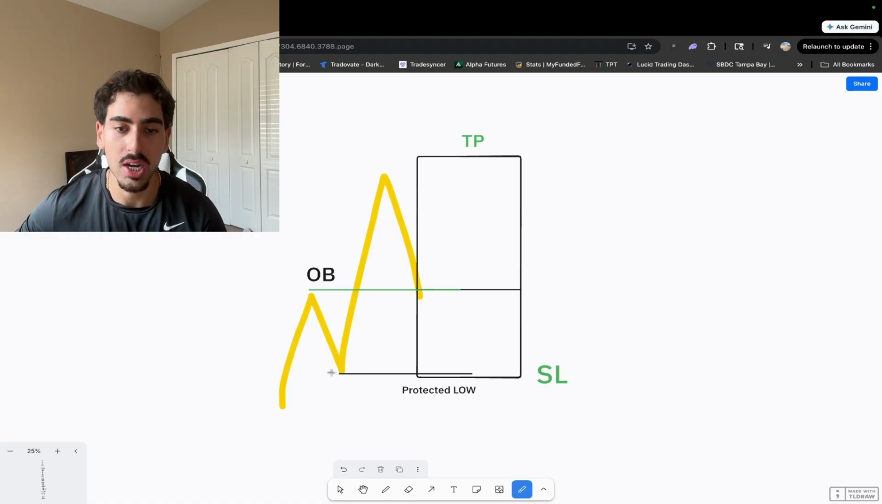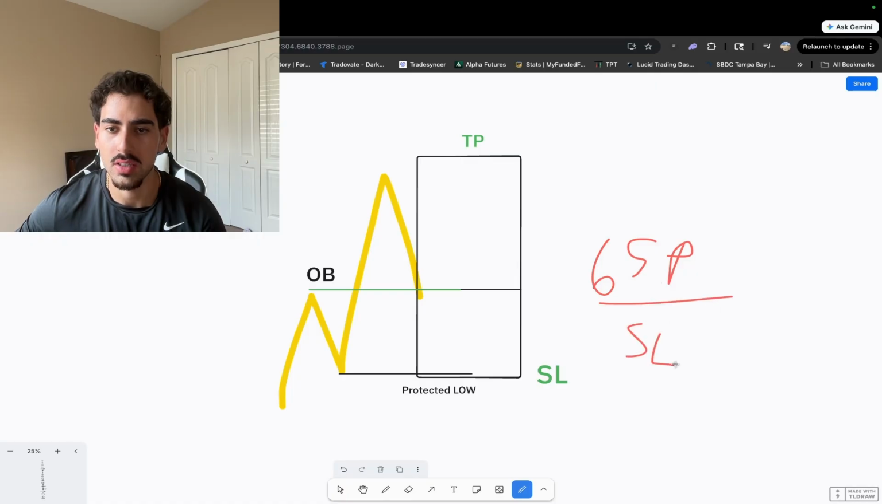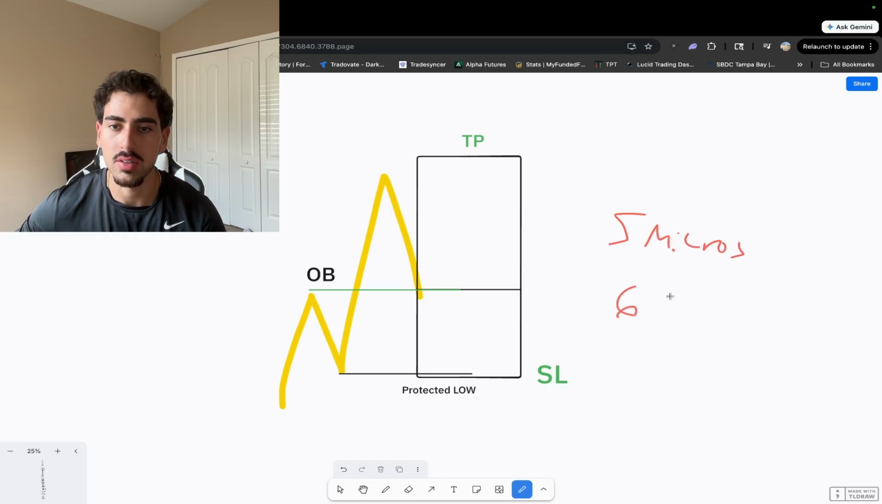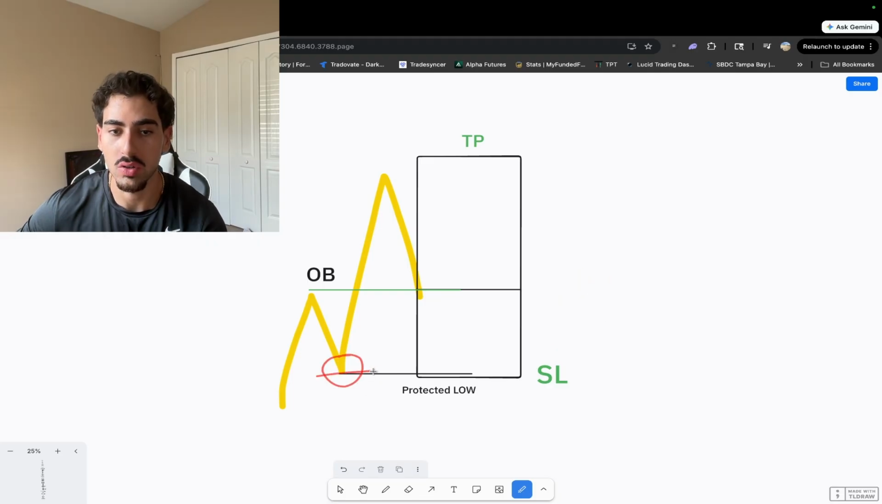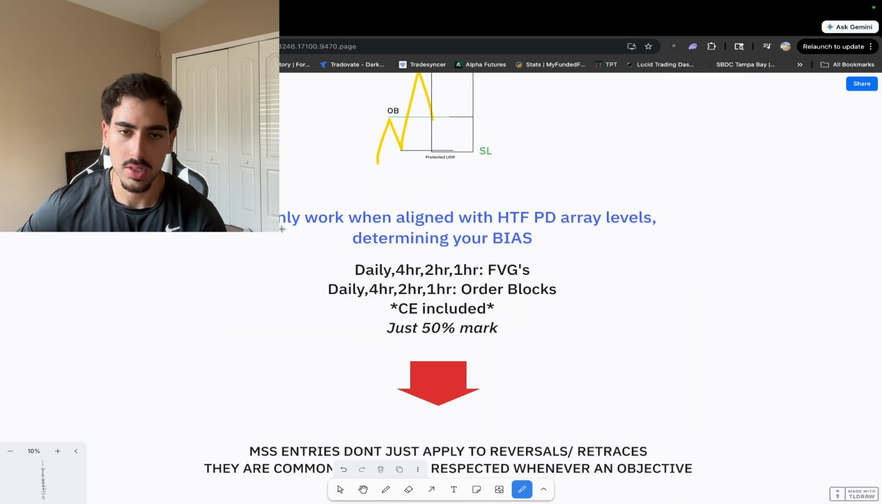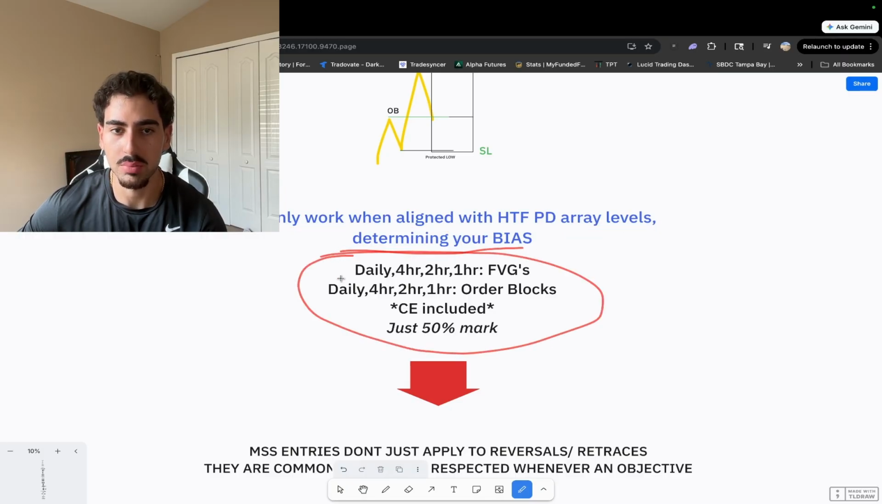So you want to have your stop loss at the protected low, whatever amount of points you have in your model. I right now have 65 points as my max stop loss for my given model. So if you're trading 5 micros, that is around $650 of drawdown I'm giving myself. So having your stop loss at a protected low is always the more intelligent move. The market structure shift only works when aligned with the high time frame PD array levels that determine your bias. What are these high time frame PD array levels? These will be the daily, the 4-hour, 2-hour, 1-hour fair value gaps.